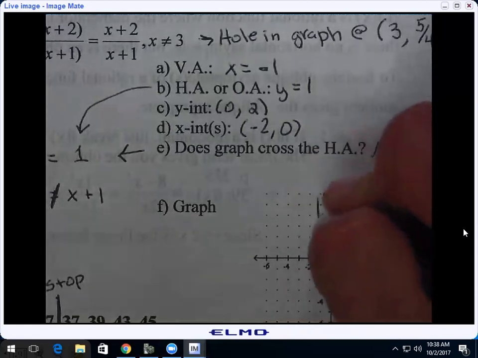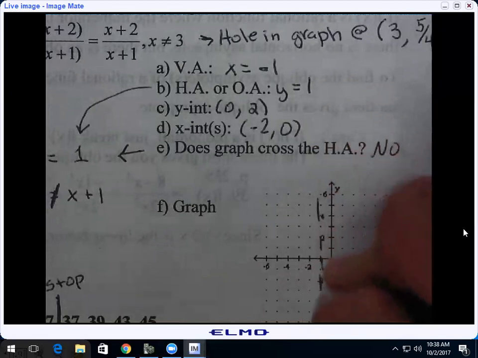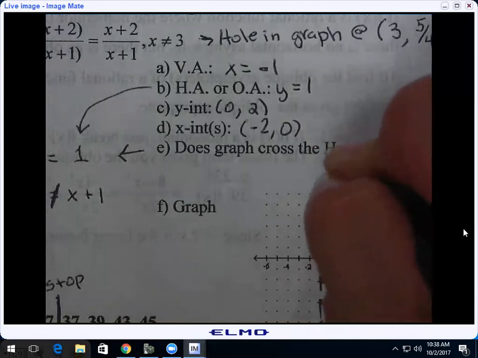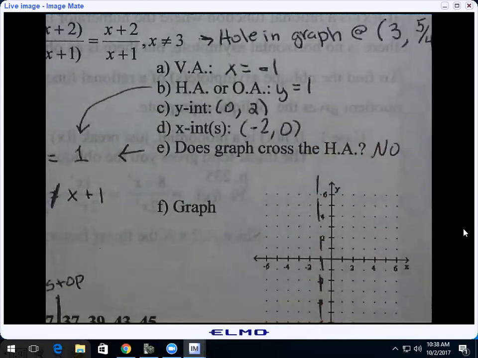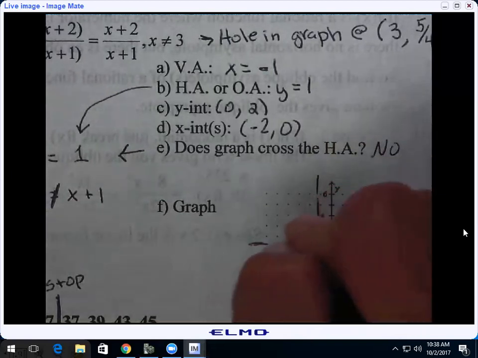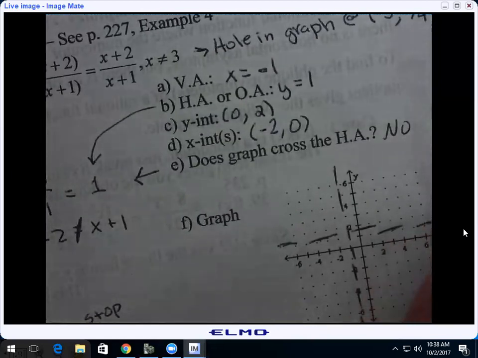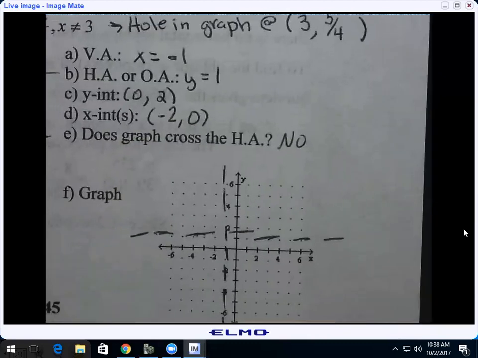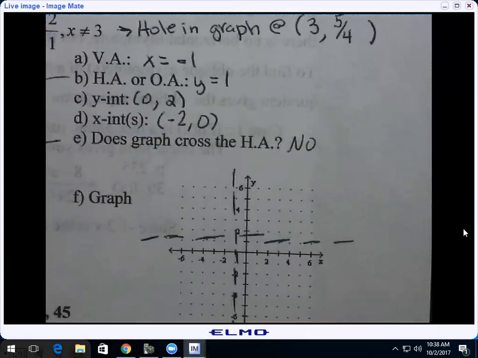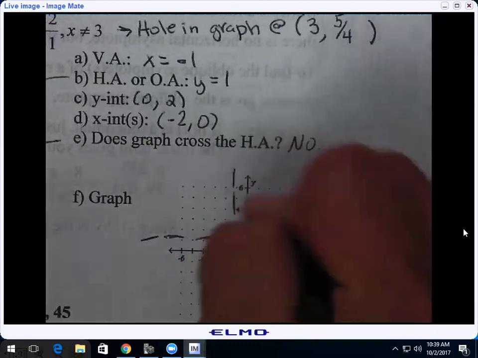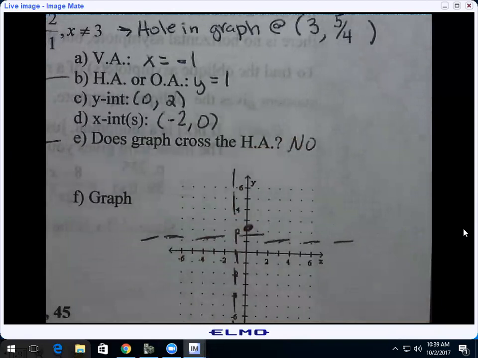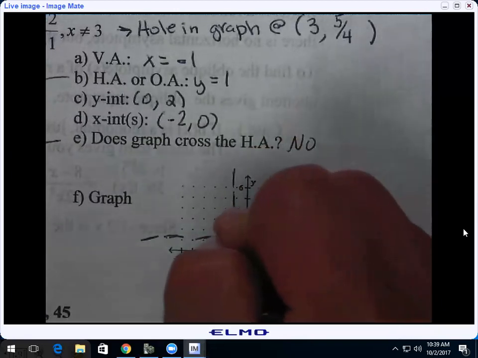So here's x equals -1, the vertical asymptote. Y equals +2. No, I'm sorry, +1. Kind of got off track there. Y equals 1 is the horizontal asymptote. The y-intercept is 2. The x-intercept is -2.